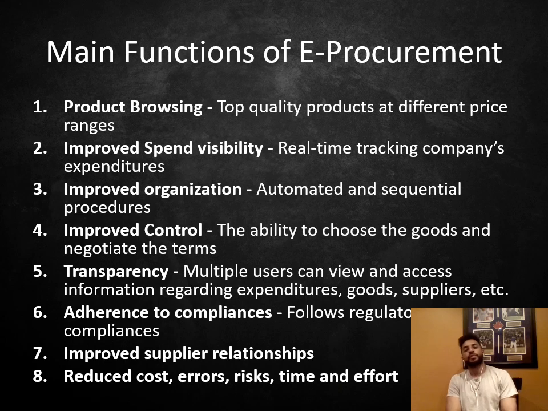Okay. Main functions of eProcurement. Okay. Product browsing. You get to choose and you get to browse different quality products at different prices, right? That's one of the functions. Improve spend visibility. You get to know where your company is spending its money all the time. Improved organization. It's automated, right? It's sequential. These things are done in a timely fashion, so it's more organized. Improved control. Now you know what goods you can purchase and at what price and at what time and how they get to you, so you have more control over your company.